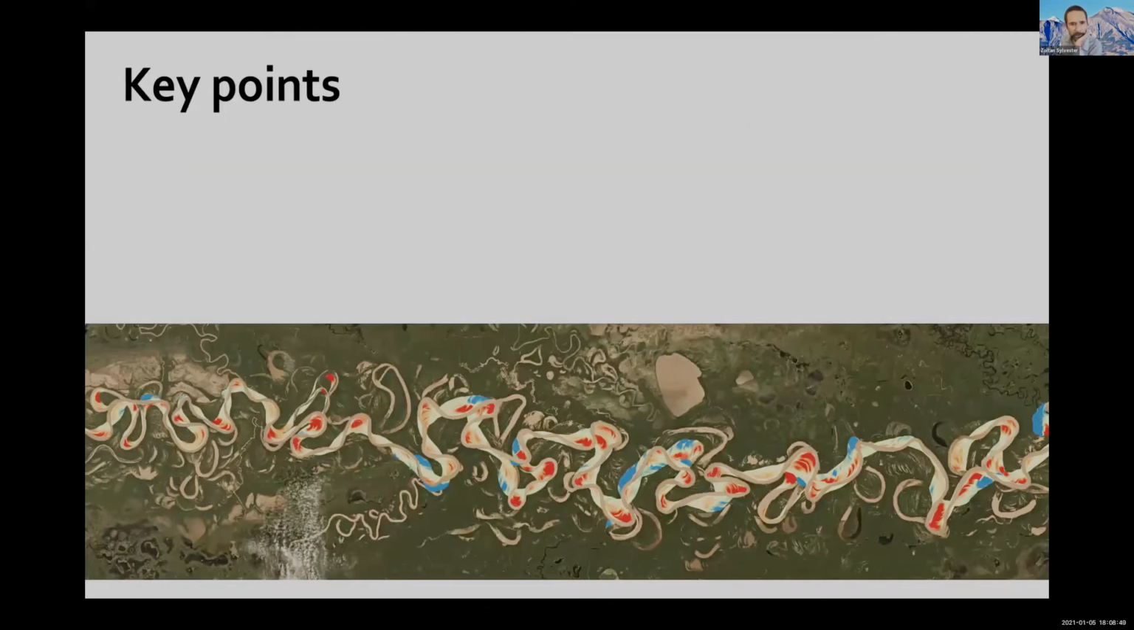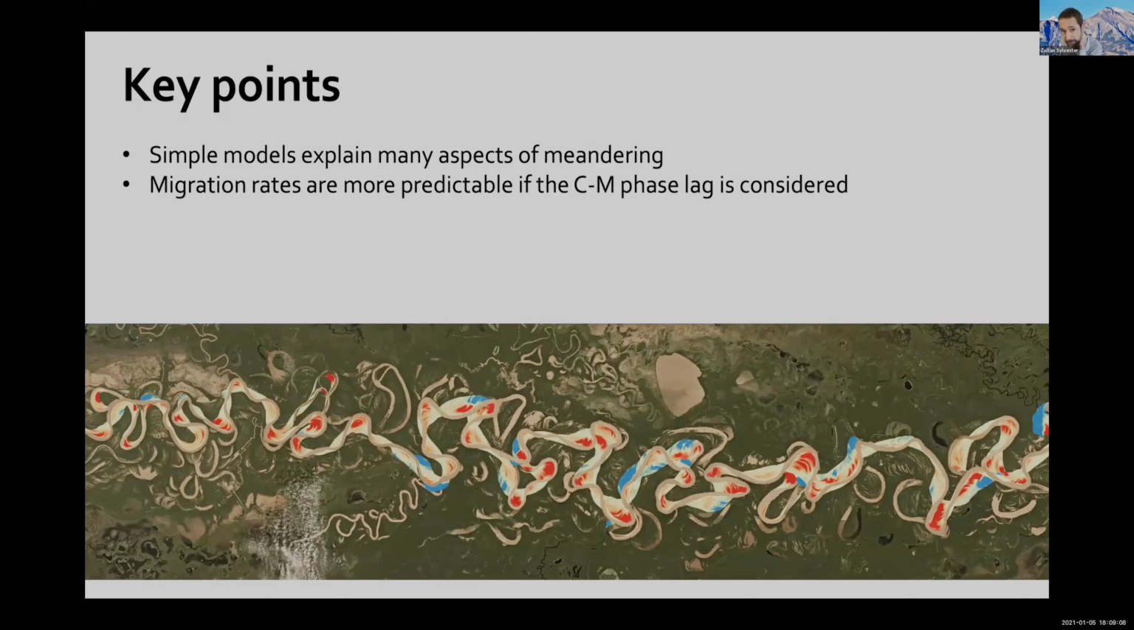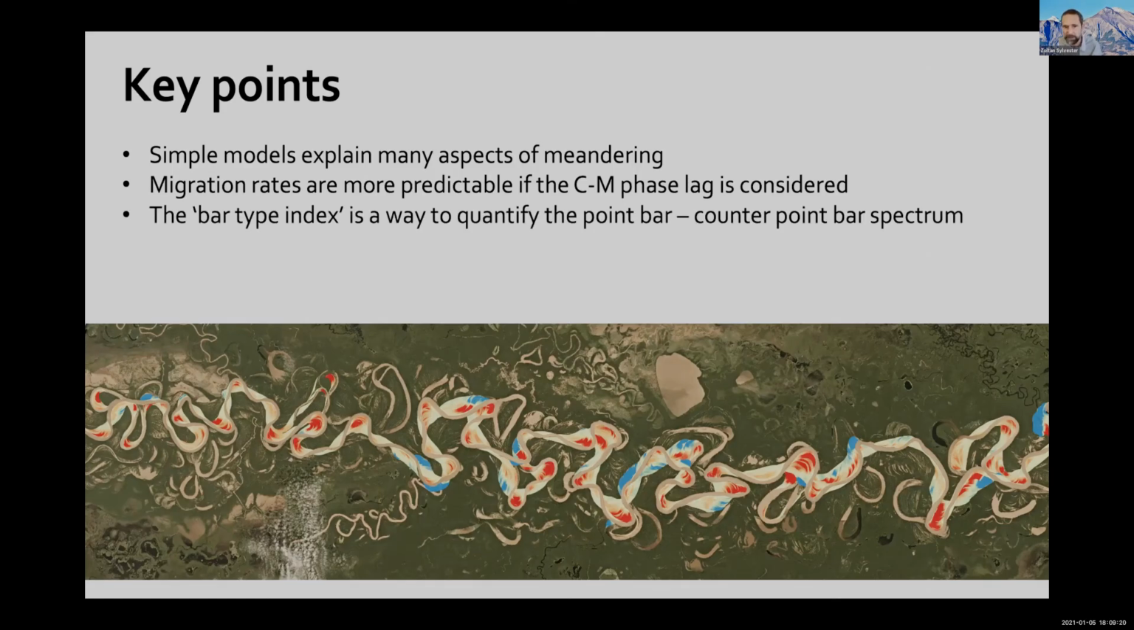So to wrap it up, simple models, I think, explain many aspects of meandering, and we shouldn't be afraid of digging deeper into some of these simple models. Actually, you don't need a whole lot of mathematical background. Migration rates are more predictable if the curvature migration lag is considered, and we should do this point by point, not averaging across bands.